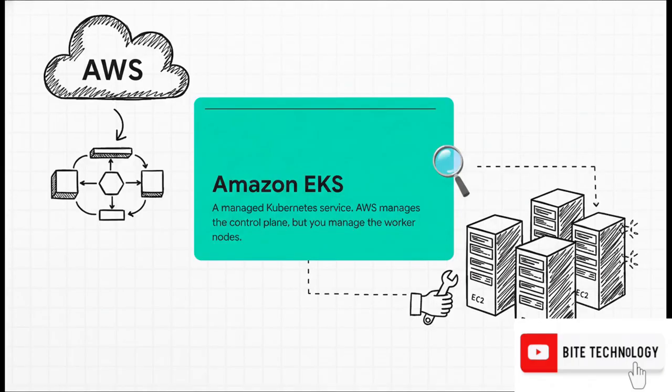Okay, so first up, let's talk about Amazon EKS. That's the Elastic Kubernetes Service. Now here's the deal. AWS handles the really complex bit, the Kubernetes control plane. That's a huge weight off your shoulders, but, and this is the key thing to remember, you are still on the hook for the worker nodes. We're talking about the actual EC2 servers that are going to run your container.